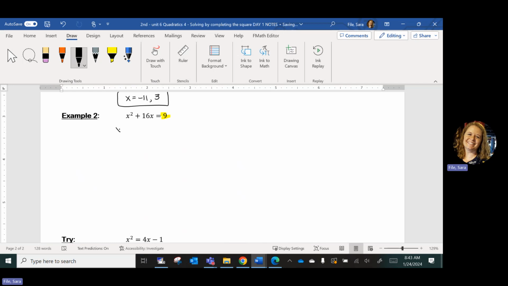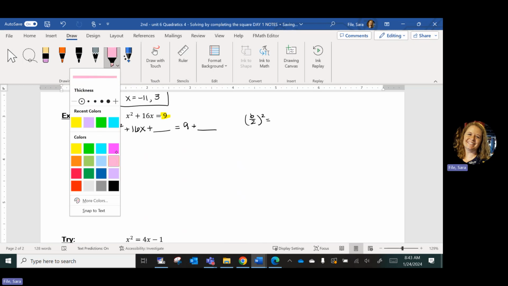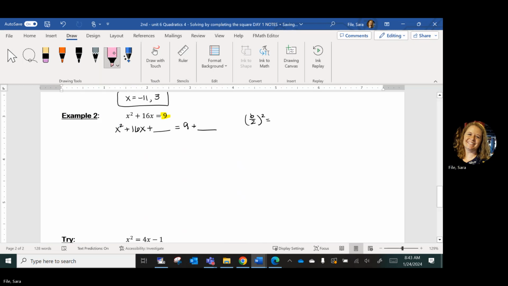So I am ready to figure out what is going to be added to both sides to complete my square. And I do that with b divided by 2 squared. What is b? What is our b value here? 16. So 16 divided by 2 squared is 8 squared, so that's 64. So 64 is what gets added to both sides.